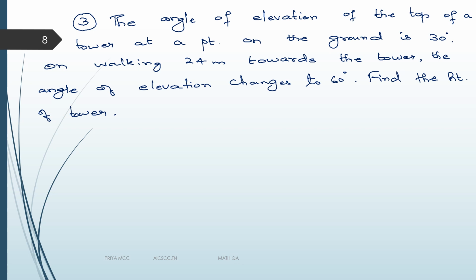So let us draw the diagram here. The angle of elevation of the top of a tower on the ground is 30. So you have a tower, you're standing somewhere, and let me draw a little far away also, and then you're looking at the top of the tower. Okay, so you have O, A, B. From this point you are looking at the tower, and from this point the angle of elevation is 30 degrees. Now you are walking 24 meters towards the tower. This AC will be 24 meters.